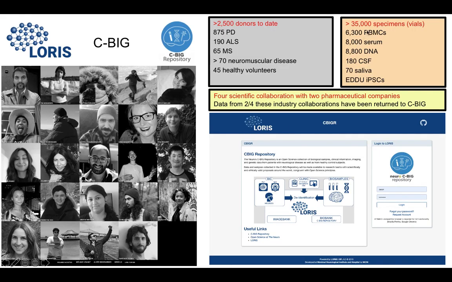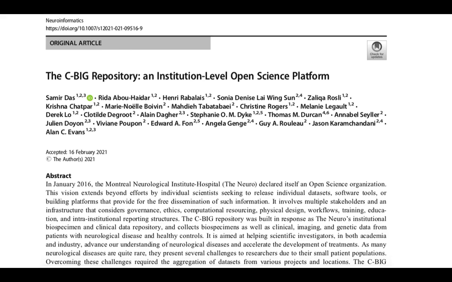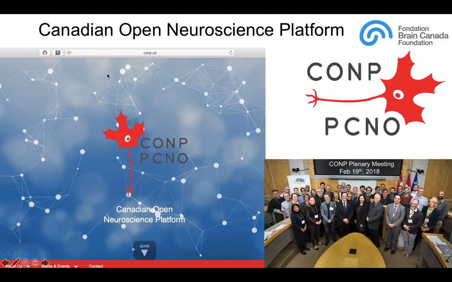So at this point, you have over 35,000 specimens available publicly to anybody who signs up and registers, and you can get access to the actual tissue and biospecimens that are identified within the LORIS database. If you want to find out more about this, the C-BIG repository has been published recently in Neuroinformatics.